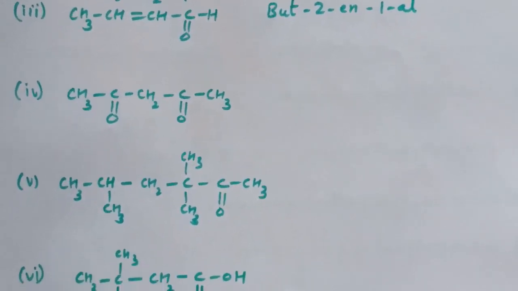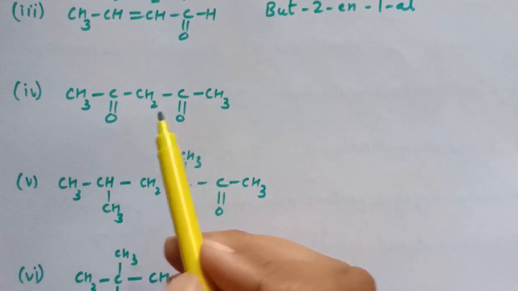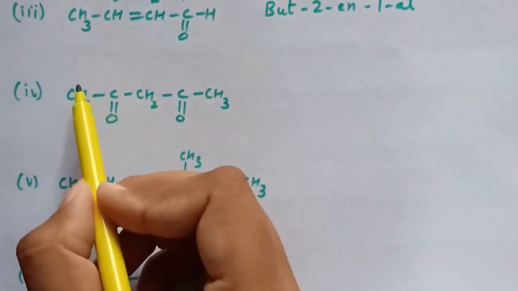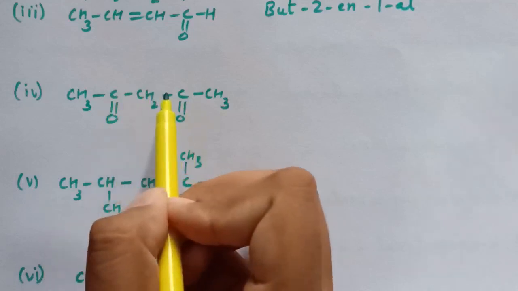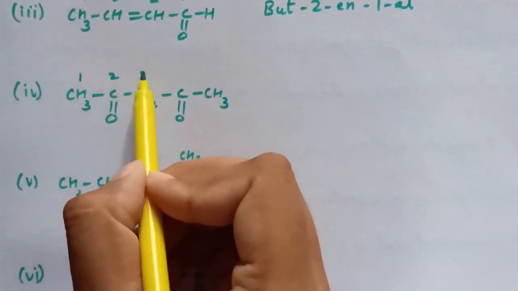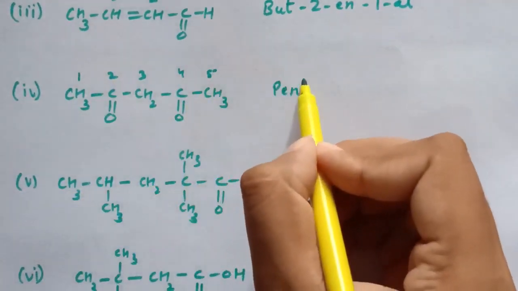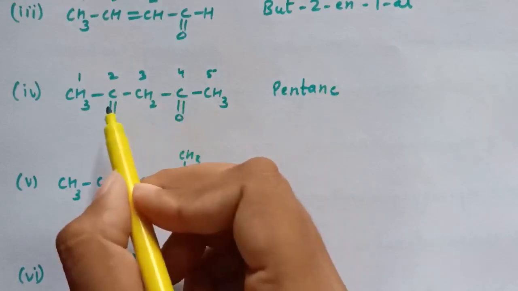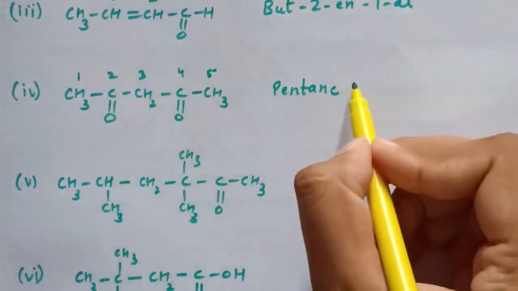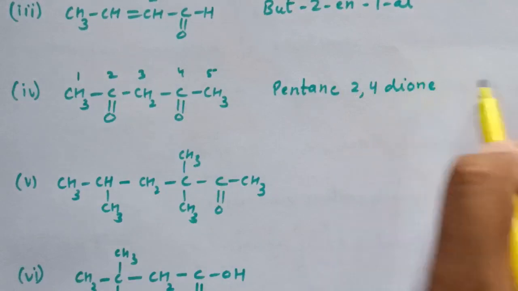Next is CH3 CO, C double bond O, CH2, C double bond O, CH3. Now here we can start from this side or from this side. The numbering will be the same for both the carbonyl groups. 1, 2, 3, 4, 5. For 5 carbons it is pentane. Now here 2 carbonyl groups are present at second and fourth position. So it is pentane-2,4-dione.